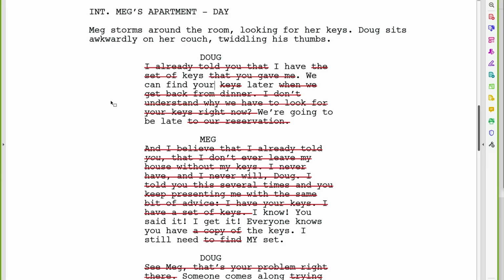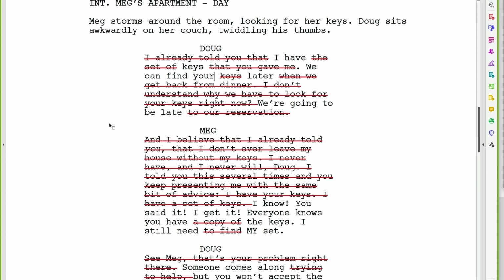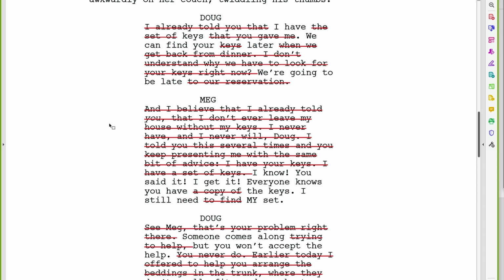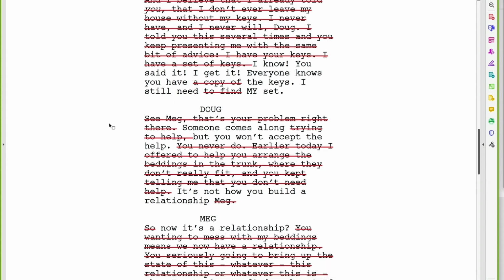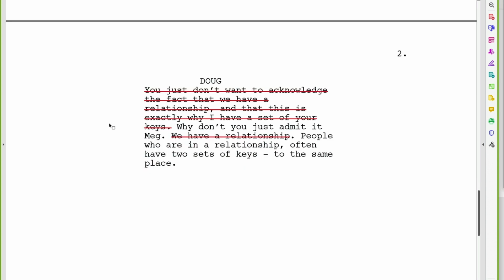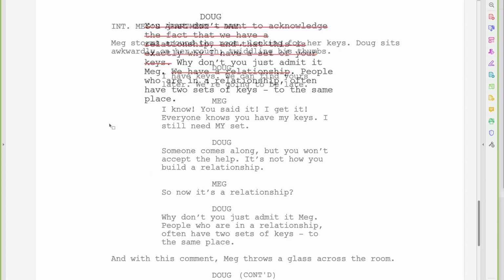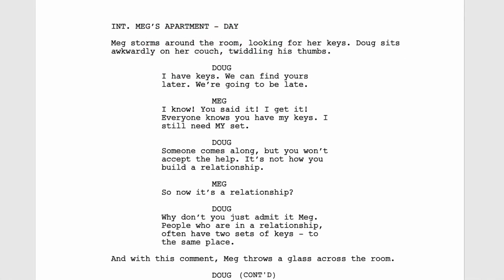I have keys. We can find yours later. We're going to be late. I know. You said it. I get it. Everyone knows you have the keys. I still need my set. Someone comes along, but you won't accept help. It's not how you build a relationship. Oh, now it's a relationship. Why don't you admit it, Meg? People who are in a relationship often have two sets of keys to the same place.